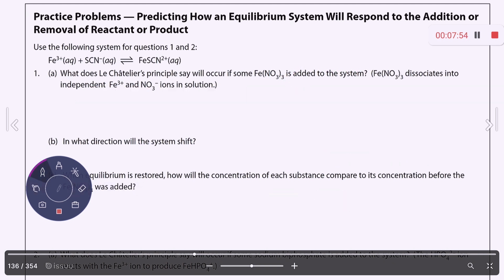Okay, so in 1A, it says they have added some iron 3 nitrate to the system. Iron 3 nitrate, as you know, all nitrates are soluble in water. That means it immediately dissociates into its ions. So we have iron 3 and nitrate ions floating around in solution. The only one that we're concerned about is the one that's actually in the equation, which is the iron 3. So that means this has been added when we're at equilibrium. Anytime you add something, you shift away from it. So which direction will we shift?